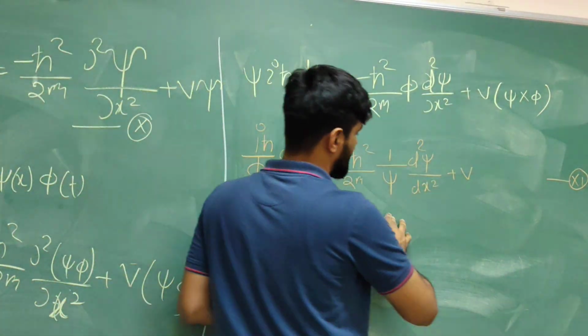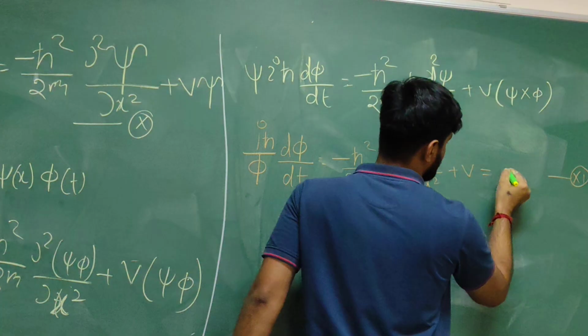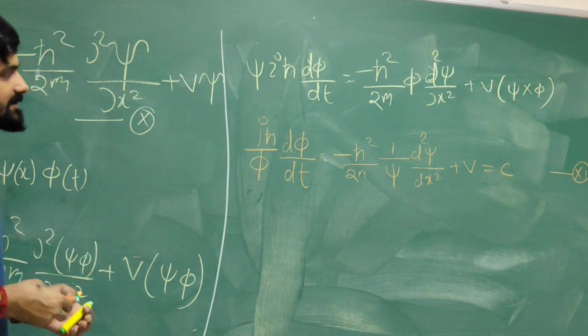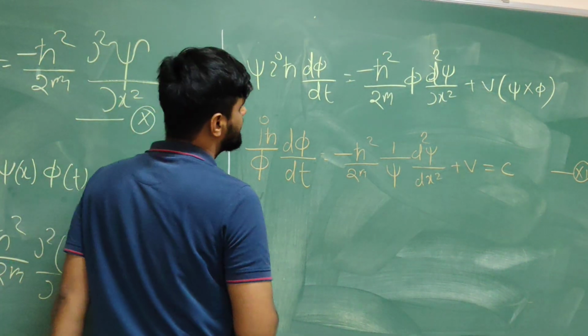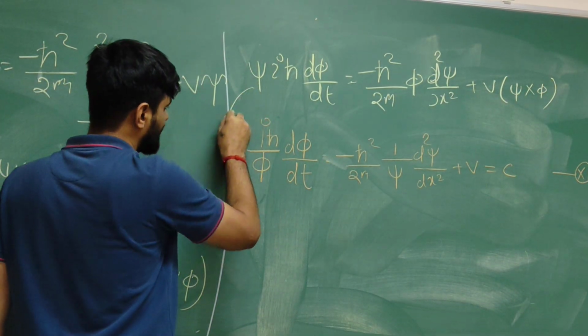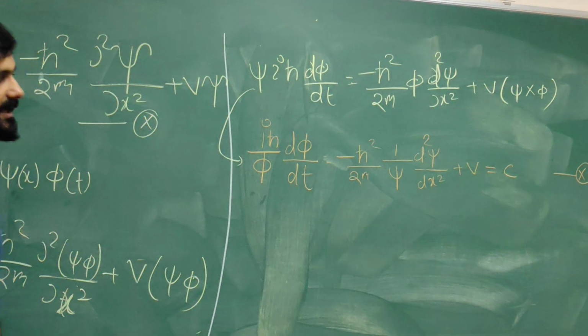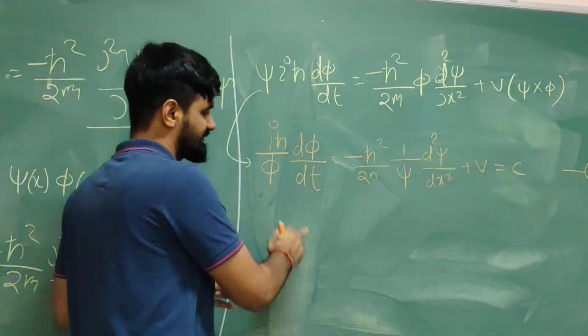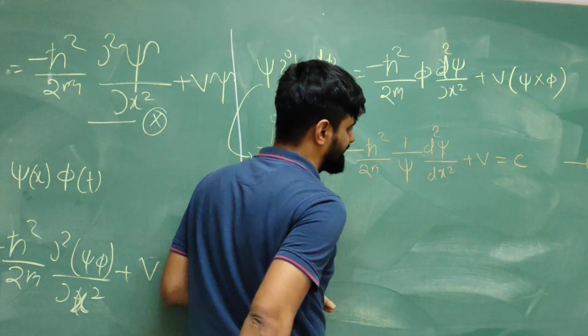Okay. So if these two derivatives have to be equal, both of these parts should be equal to a constant. Then only it can be equal. So now we have broken down the partial differential equation into ordinary differential equations, where phi is an explicit function of time and psi is an explicit function of space.